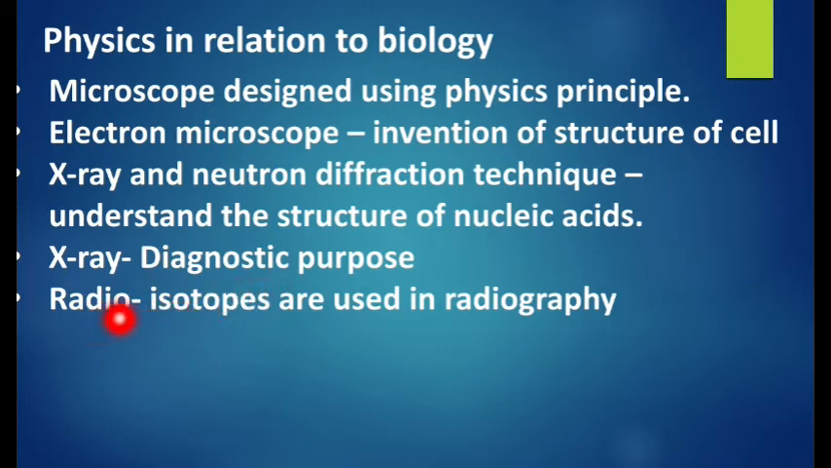It is very important. You already know what is meant by isotopes: elements with the same atomic number but different mass number are called isotopes. What are radioisotopes? Radioisotopes are isotopes of radioactive elements. They are used for radiography, which is one of the techniques for higher studies. Radioisotopes are used in radiography and radiotherapy. Radiotherapy is used to kill cancer cells and tissue. That's all. This is physics in relation to biology.